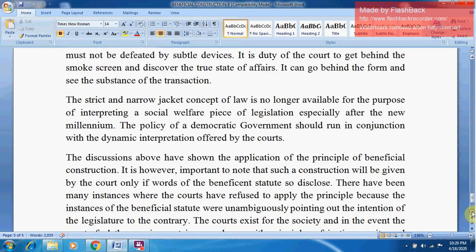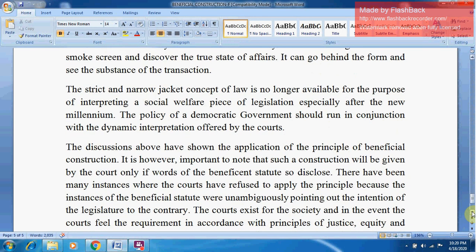The strict and narrow jacket concept of law is no longer available for the purpose of interpreting a social welfare piece of legislation, especially after the new millennium. The policy of the democratic government should run in conjunction with the dynamic interpretation offered by the courts. The discussion above has shown the application of the principle of beneficial construction. It is, however, important to note that such a construction will be given by the courts only if the words of the beneficial statute so disclose.